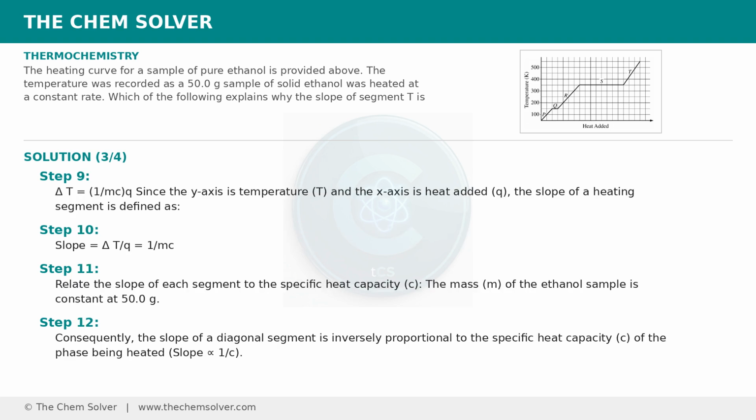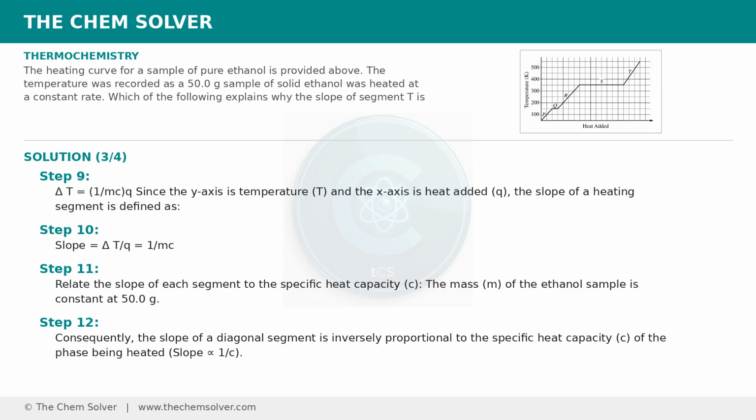delta T equals 1 over mc, Q, since the y-axis is temperature, T, and the x-axis is heat added, Q. The slope of a heating segment is defined as slope equals delta T over Q equals 1 over mc. Relate the slope of each segment to the specific heat capacity.